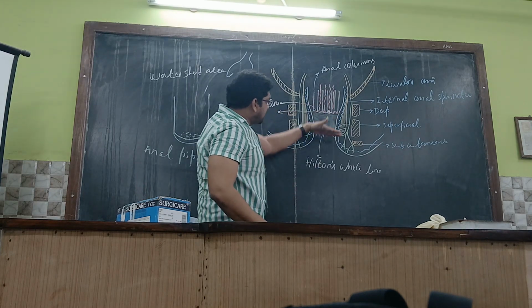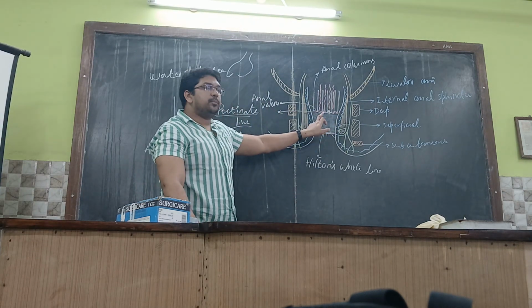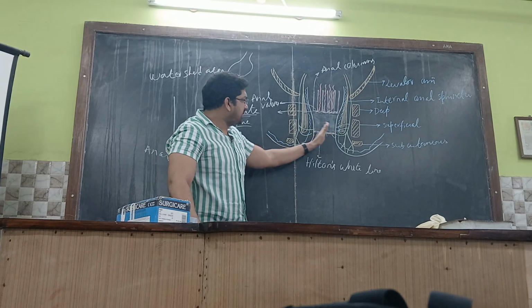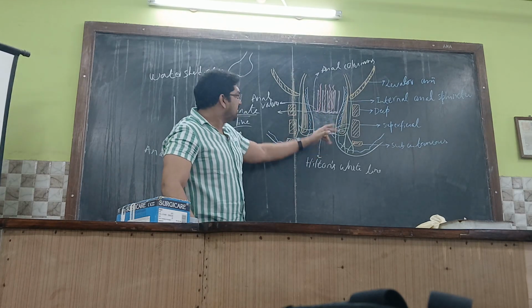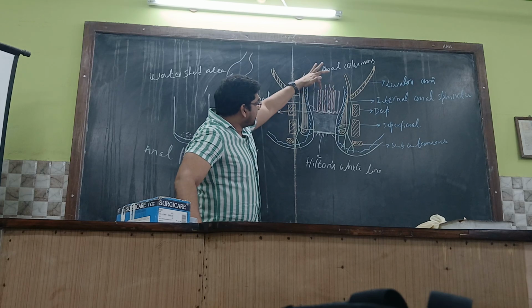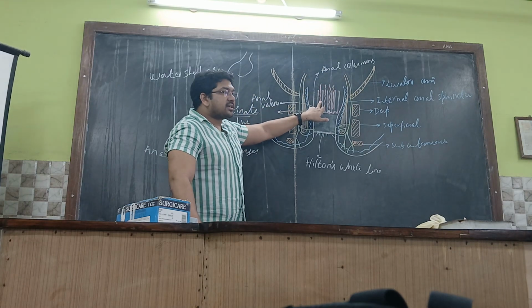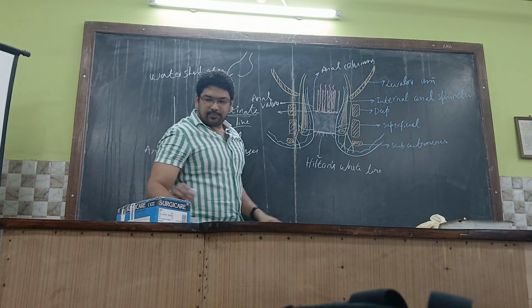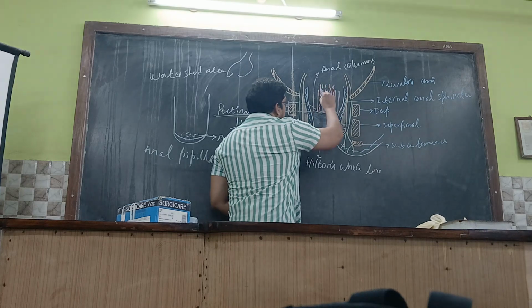So coming to the intermediate part, it appears to be more bluish in color over here because of the excessive venous plexus at this level. Get it? So here are the anal columns. In between the anal columns there will be superior rectal vessels, that will be the superior rectal artery and of course the superior rectal vein also.